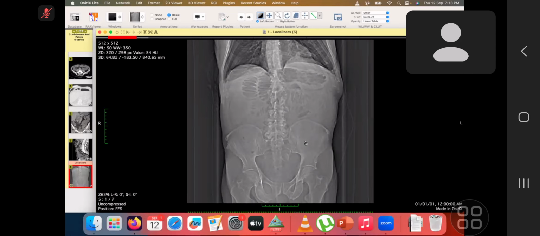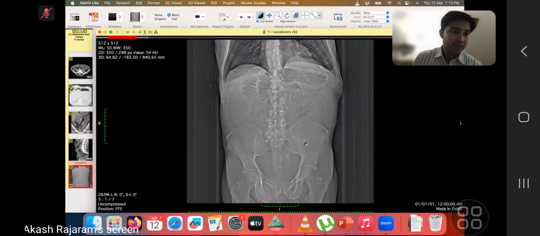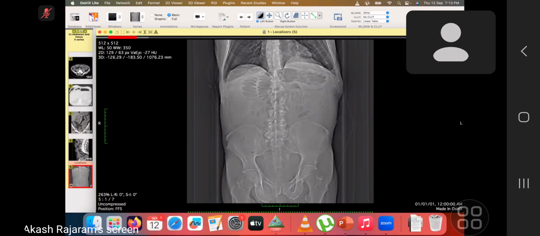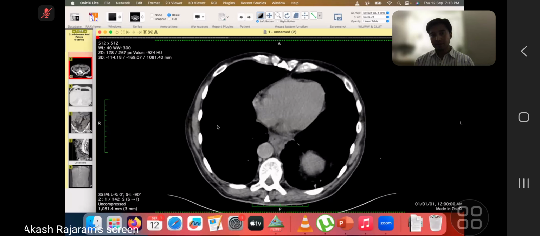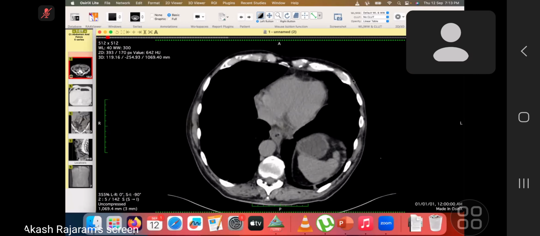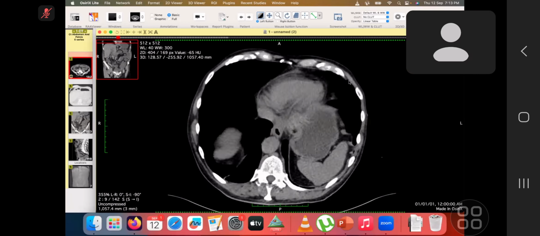So can I see the CT image, doctor? Yeah, you can go ahead. You can see the CT image. Okay, let me just show you, 1 second. So I'm provided with the CT image for this patient, taking a moment to look through.